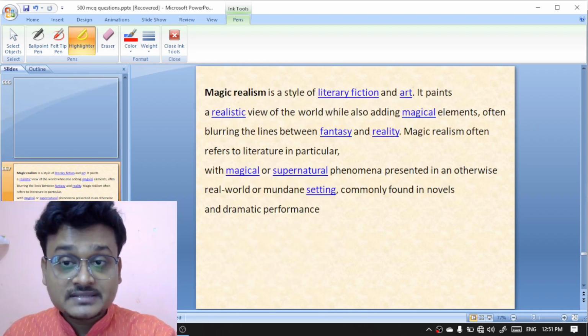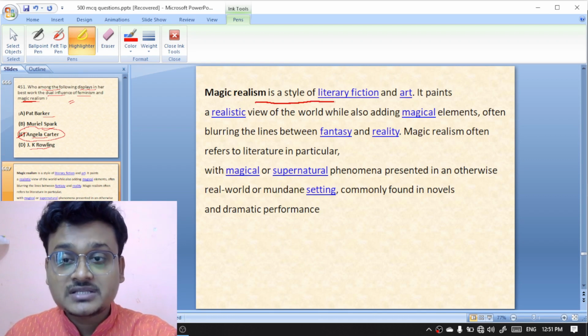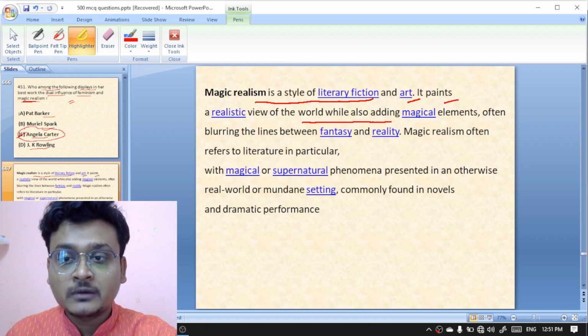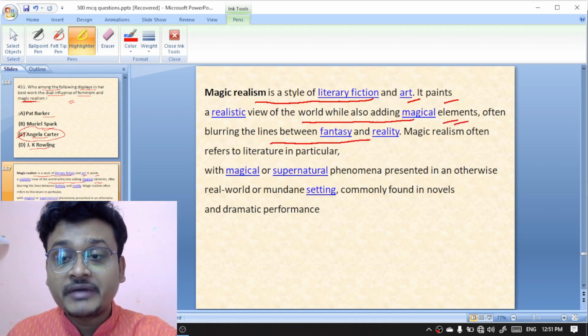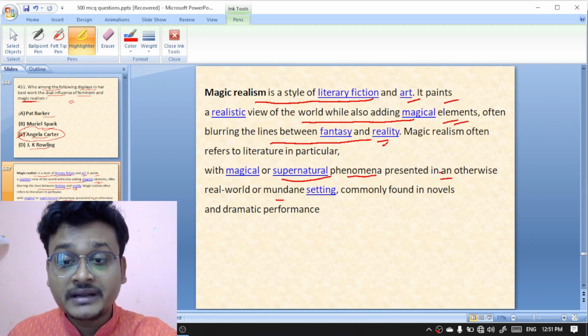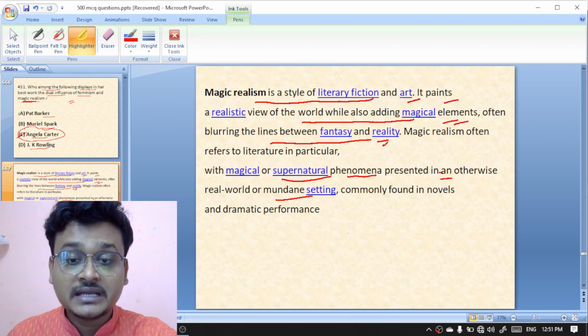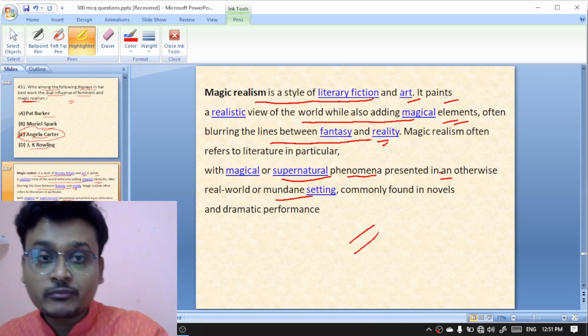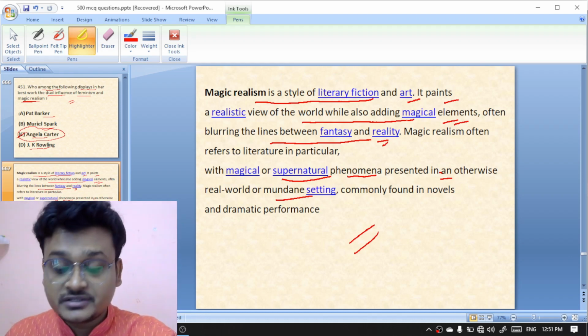Now look at this explanation: magic realism is a style of literary fiction and art. It paints realistic views of the world while also adding magical elements, often blurring the lines between fantasy and reality. Magic realism often refers to literature in particular with magical or supernatural phenomena presented in an otherwise real world or mundane setting, commonly found in novels and dramatic performance. So here Gabriel Garcia is the main proponent of magic realism.